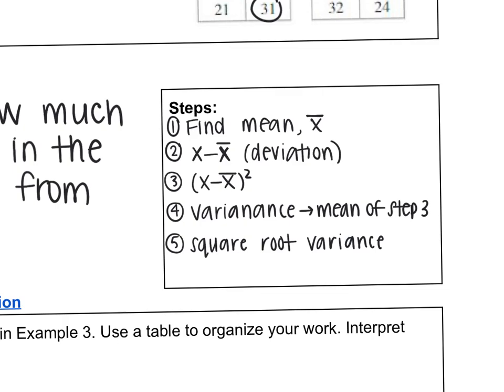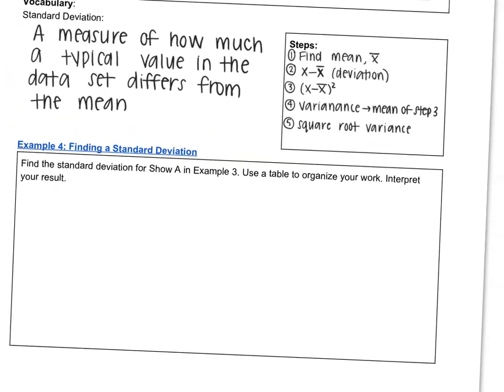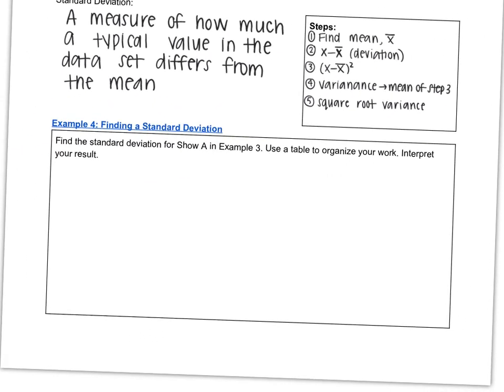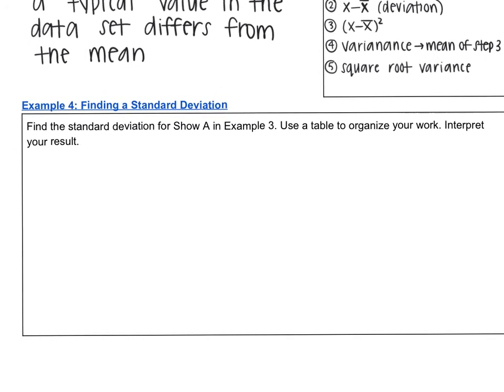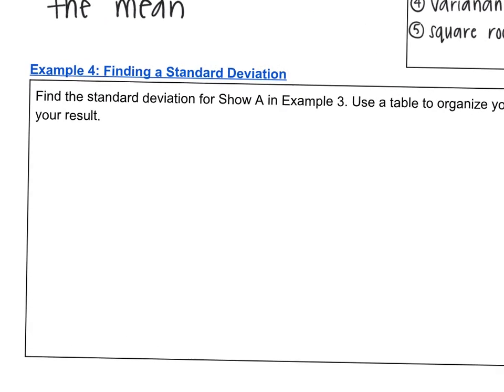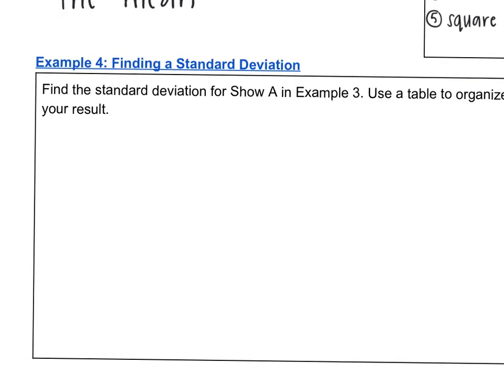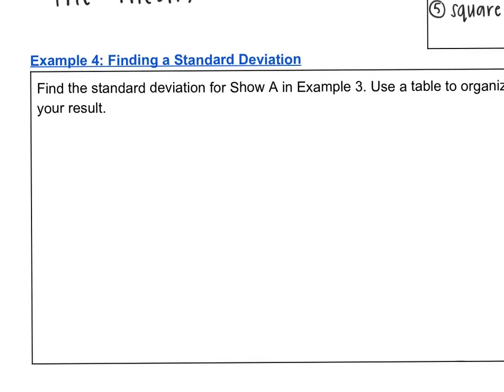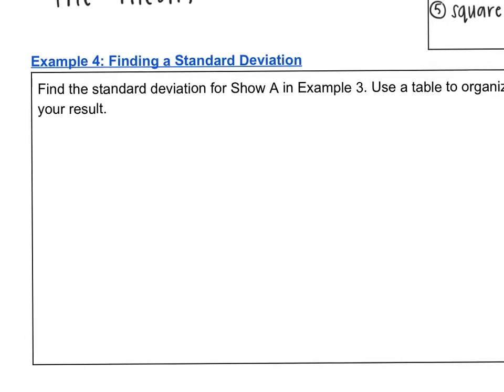So let's take a look at example 4. It says, find the standard deviation for show A in example 3. Use a table to organize your work and then interpret your result. So this using a table is actually going to be really important. It's not so much a suggestion as something that we really need to do in order to make sure we can keep track of what we're finding. So I'm going to walk you through how to find this table, and then from here on out, anytime I ask you to make or find the standard deviation, you're going to make the same table.